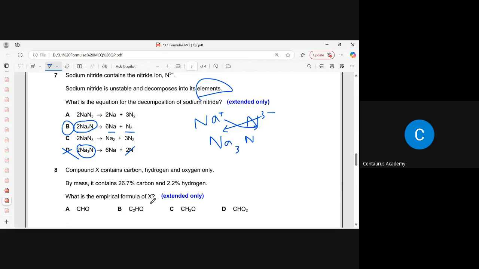What is the empirical formula of X compound? X contains carbon, hydrogen, oxygen only. By mass, it contains 26.7% of carbon and 2.2% of hydrogen. What do you think will be its empirical formula?